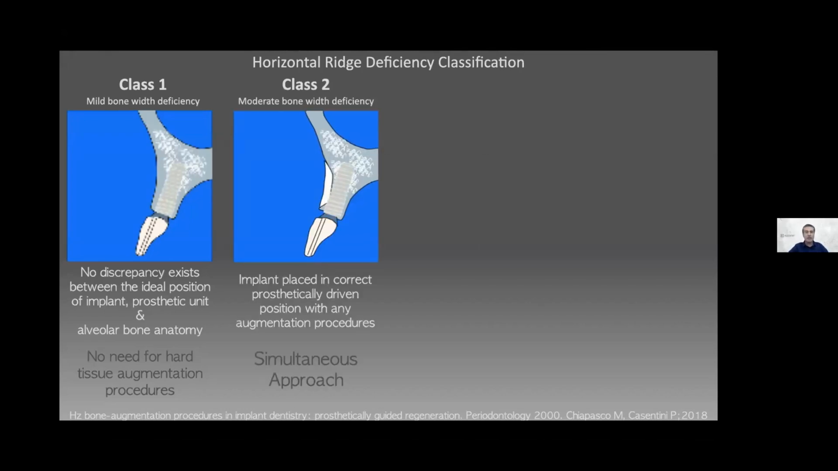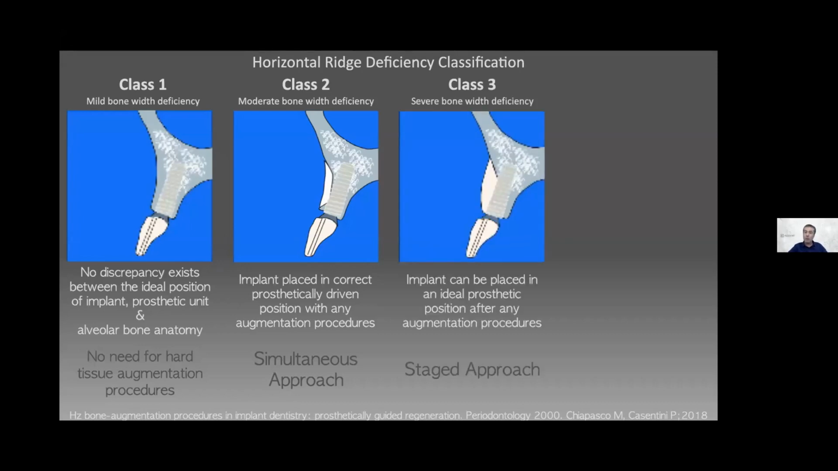While class 2 is the moderate bone width deficiency. In this situation, we are able to place our implant also, but we need to make a guided bone regeneration. So it needs bone augmentation, and in some cases, bone augmentation with soft tissue augmentation. In class 3, we have more severe bone width deficiency. In this class, we cannot place our implant. We have to make it a staged approach.